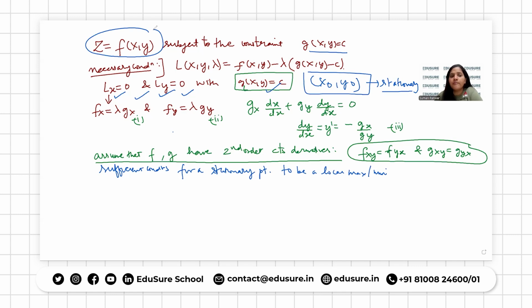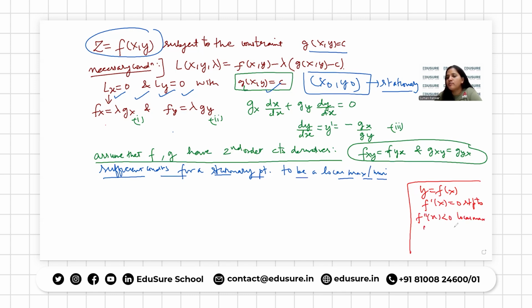So now we are trying to derive sufficient conditions for a stationary point to be a local maximum or minimum. In the one variable case, y equals f of x, f dash x equals 0 gave us stationary points. If f double dash x was negative, we got a local max. And if f double dash x was positive, we got a local min. So let's see what is going to happen in this case.